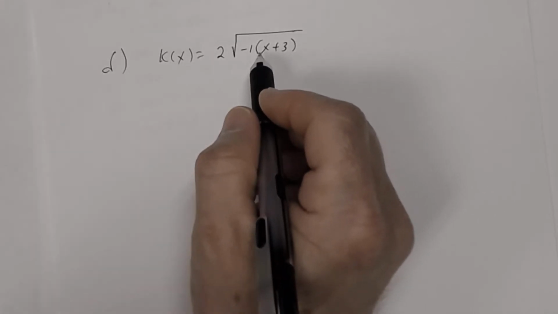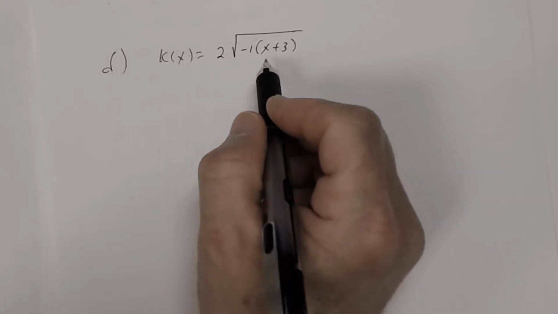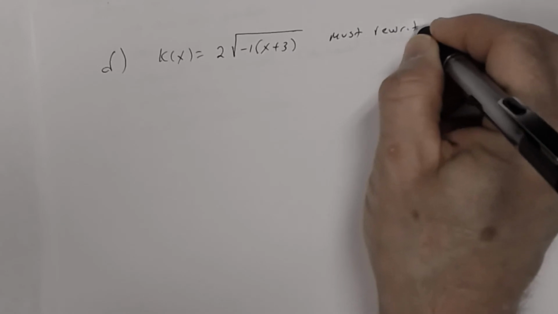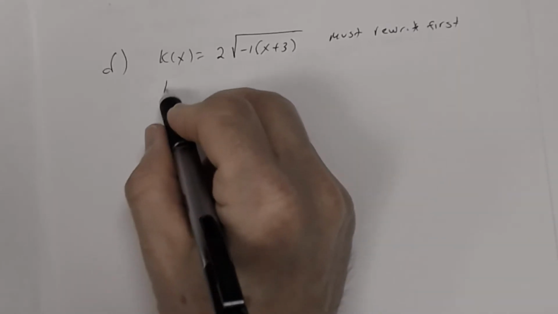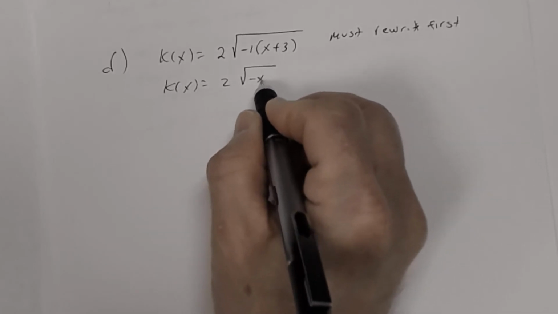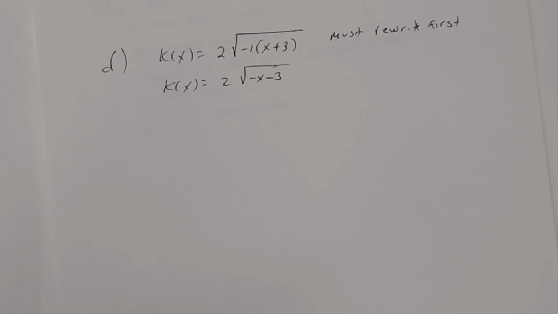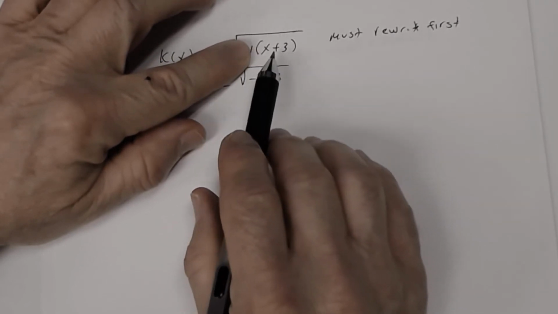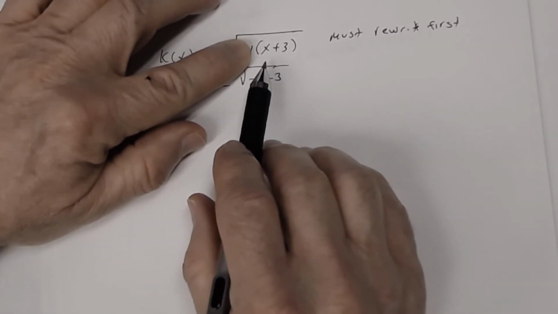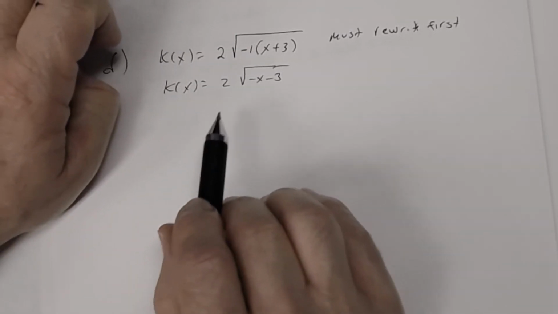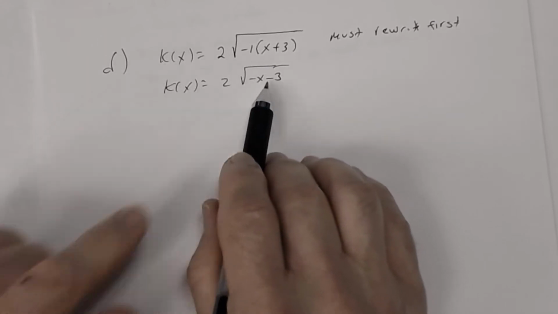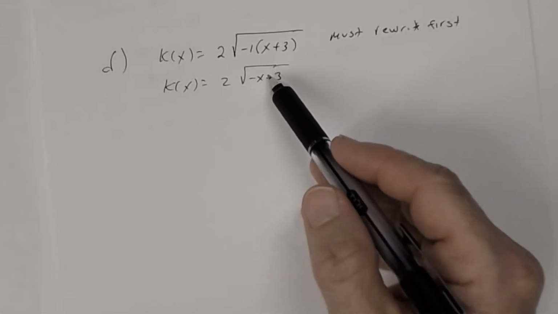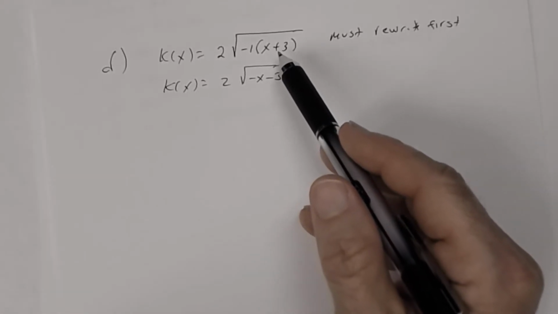You must rewrite it to where there's no parentheses in here. You must rewrite this first. And what I mean by this, k of x is equal to 2 times the square root of negative x minus 3. Okay? So now, you remember how I said some students are going to say, I'm going to take the square root of x and shift it to the left 3 units? You're getting a different graph than what this is supposed to be. What you do now is see how this now looks like this one? That's what you're going to do. So first thing you do is always rewrite to where there's no parentheses. That's important.